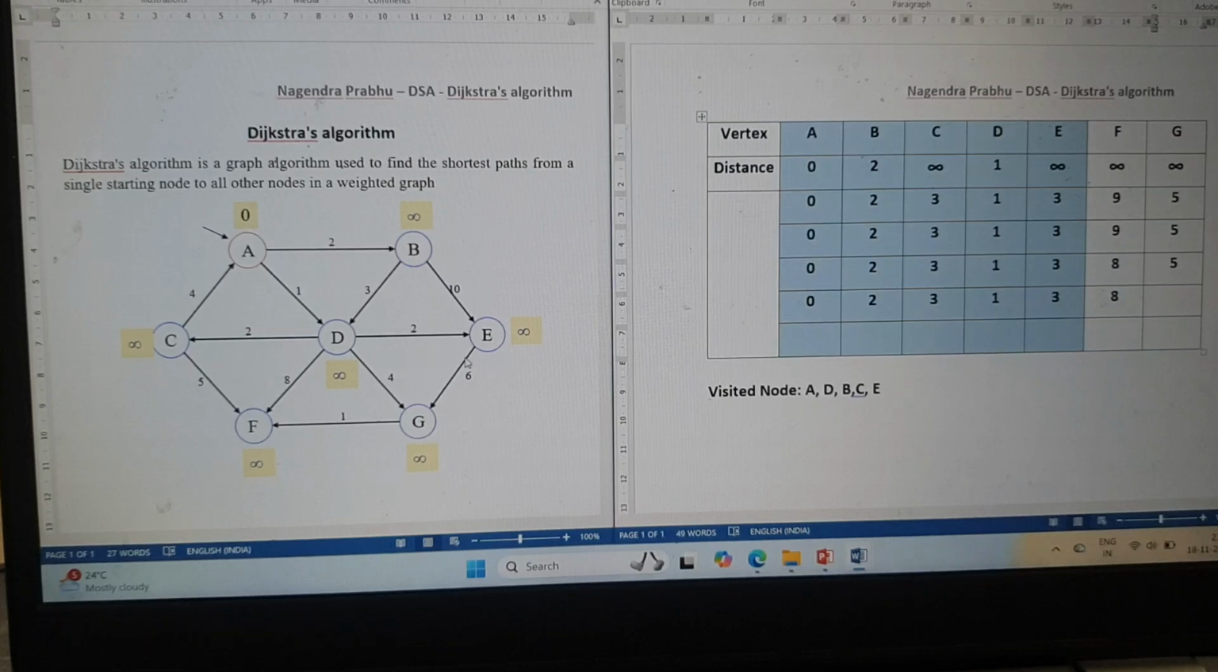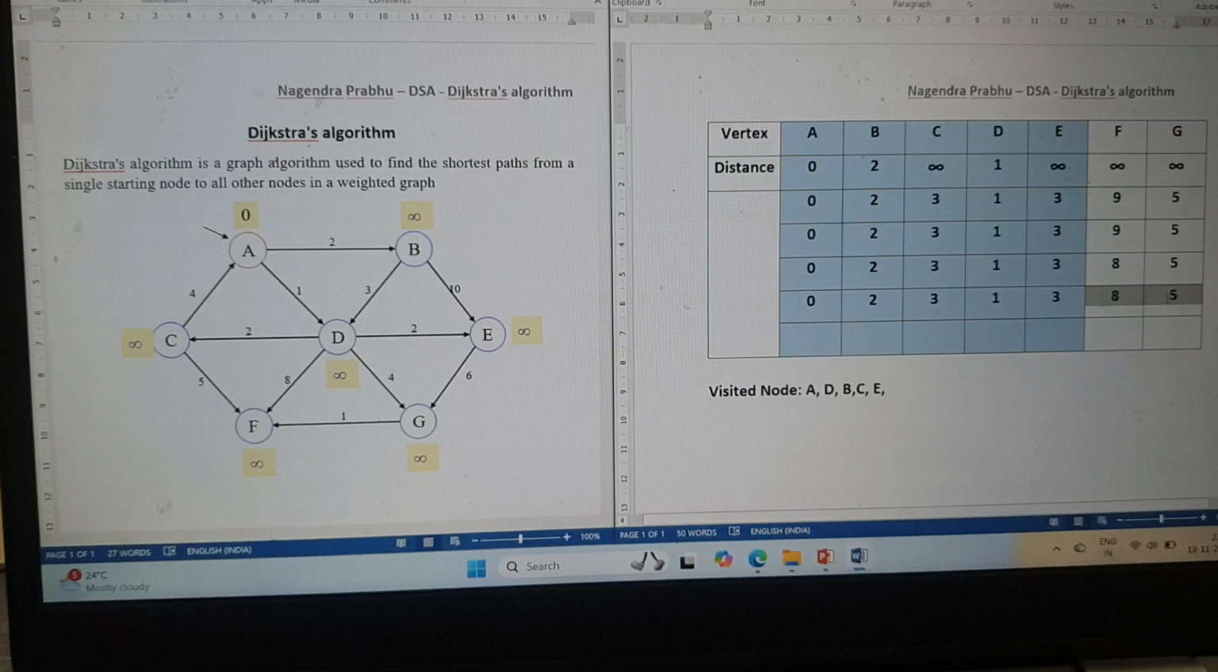You can see here our starting point is A, so 1 plus 2 plus 6, the total is 9, but we already have 5, so we don't want to update the value. So you can see E to G direct path is there. If you want to use this direct path, you need to compute from the starting point. So A to D to E to G is 9, but we already have 5, so just put only 5.